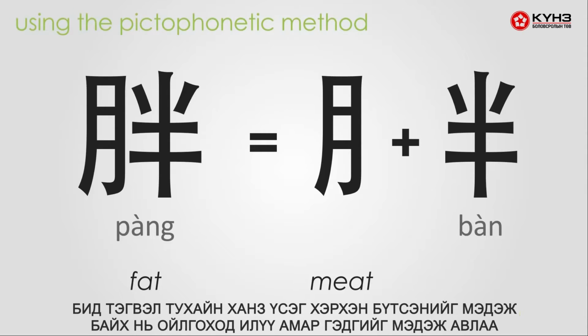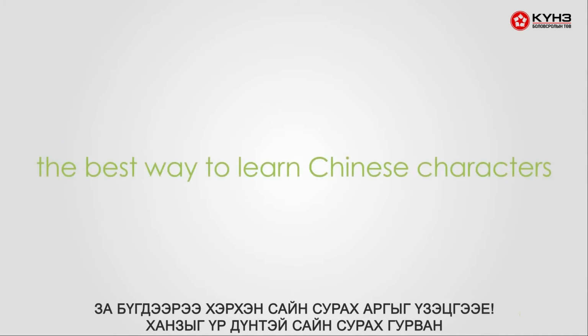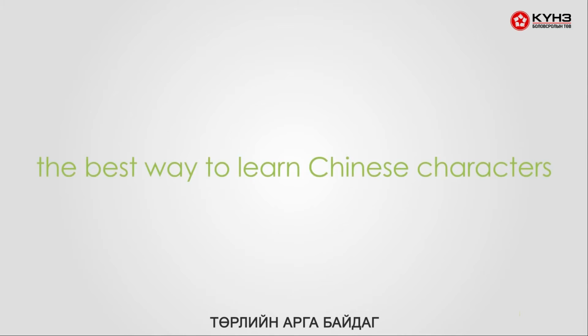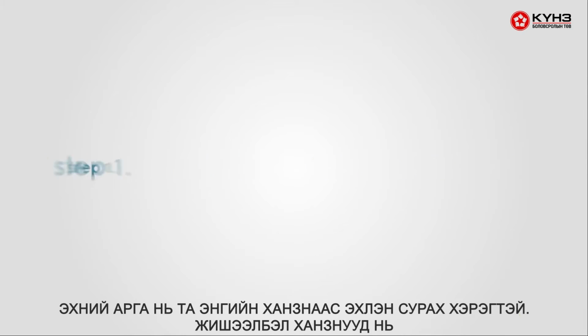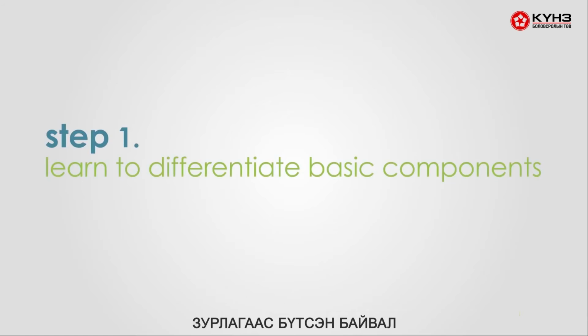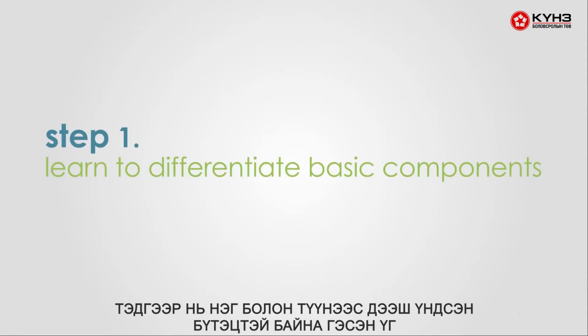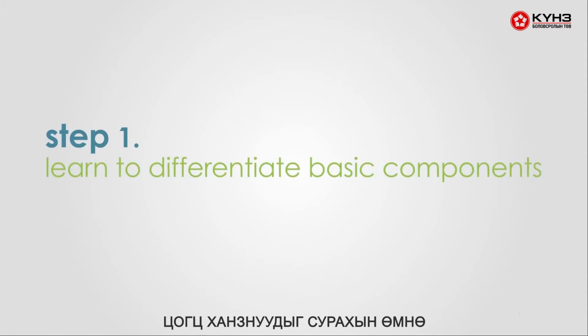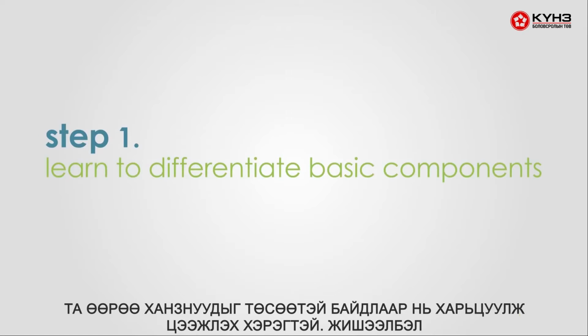Okay, so now we have a good understanding of how Chinese characters were created, let's look at the best way to learn them. There are 3 key steps to learning Chinese characters efficiently. Step 1. First, you should start with the simplest characters. Although characters are written as a series of strokes, they are more logically thought of as consisting of one or more basic components. Before studying complex characters, you should familiarize yourself with the basic components.